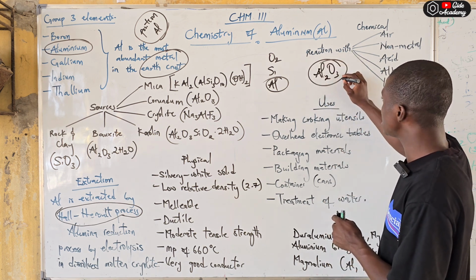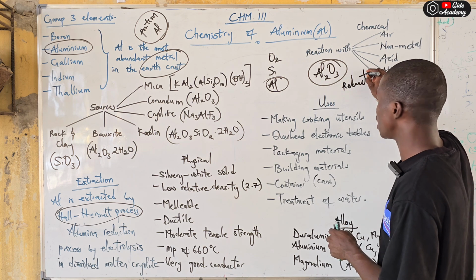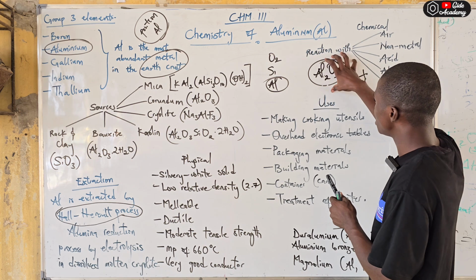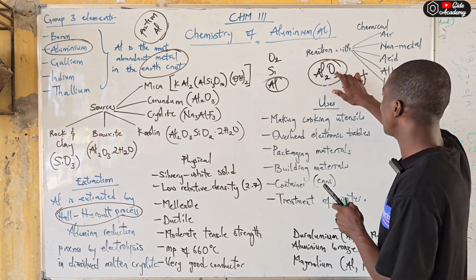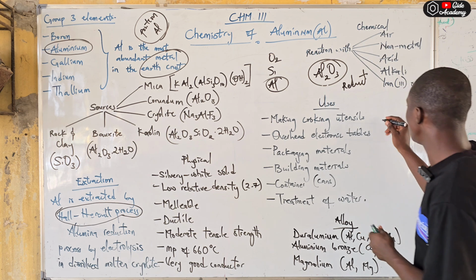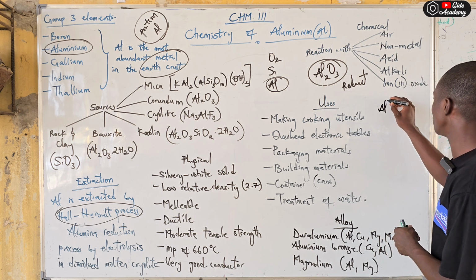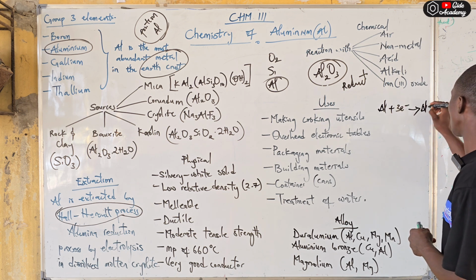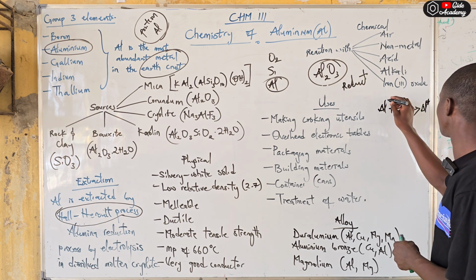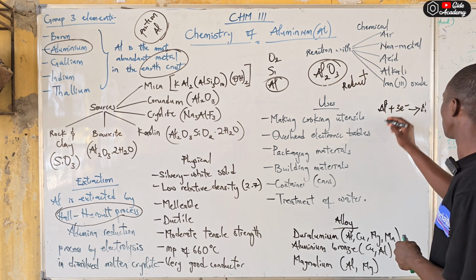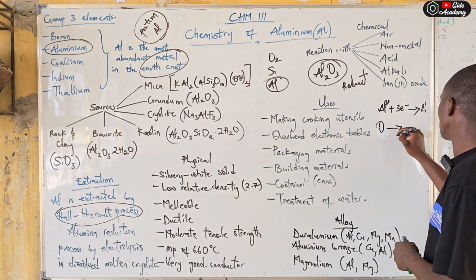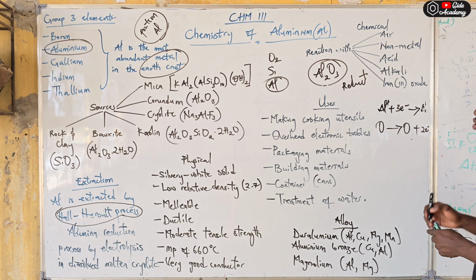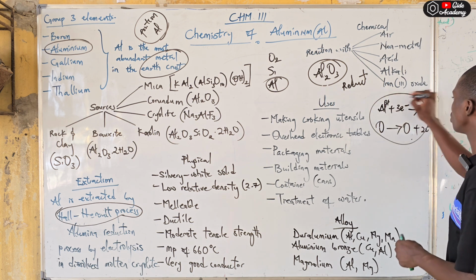Whenever we reduce alumina, that is aluminium oxide, in an electrolytic process, what we obtain is pure aluminium, whereby oxygen will be liberated. Let me give you the reaction. We have aluminium 3 plus plus 3 electrons to give us aluminium. Then oxygen 2 minus gives us oxygen plus 2 electrons. So this is the reaction.